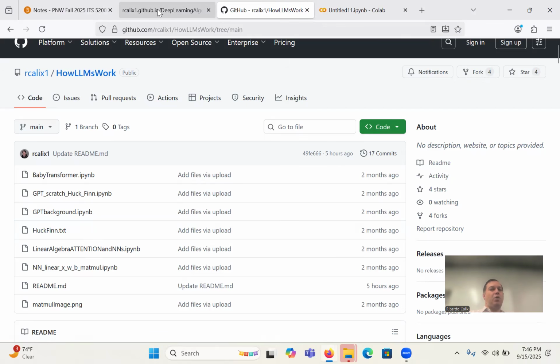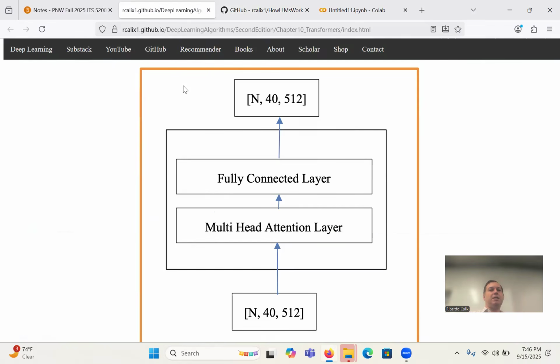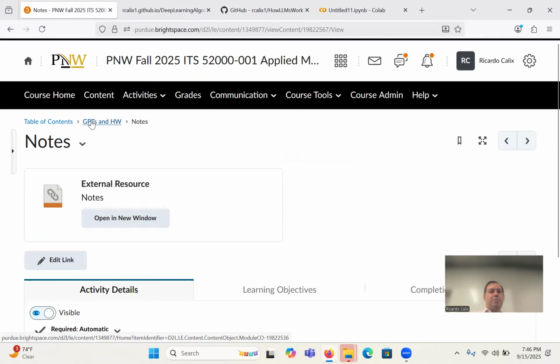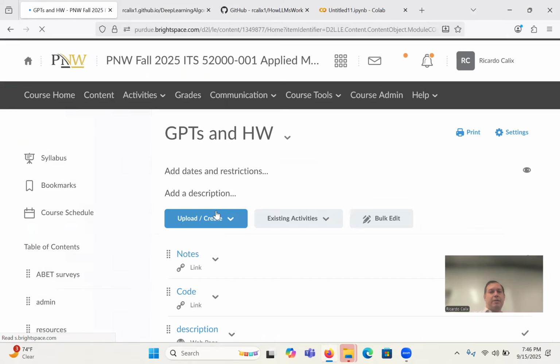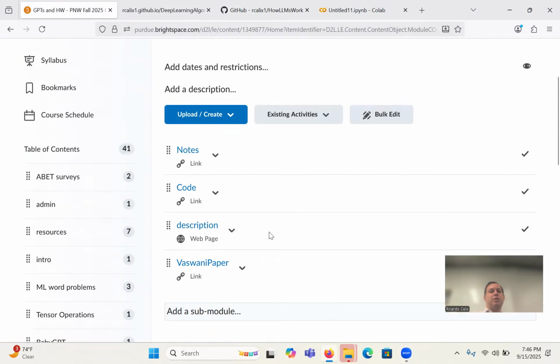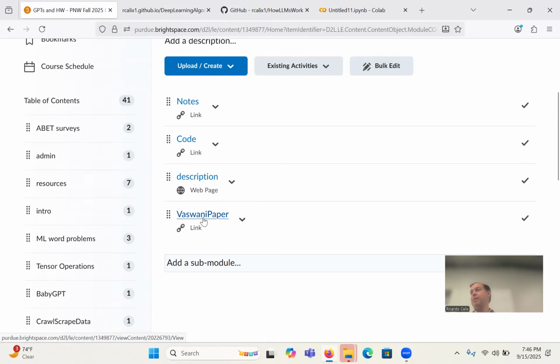Resources for you guys, all the code I provided, obviously, and then these links. Remember, you should take a look at the notes. You should take a look at the Vaswani paper, which is the original transformer paper, to help you out.